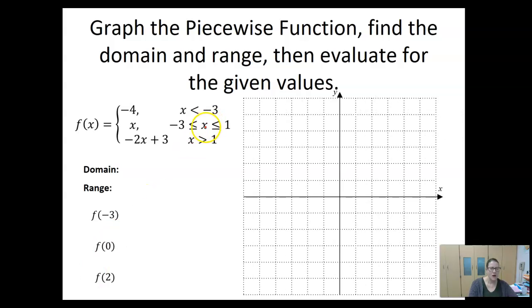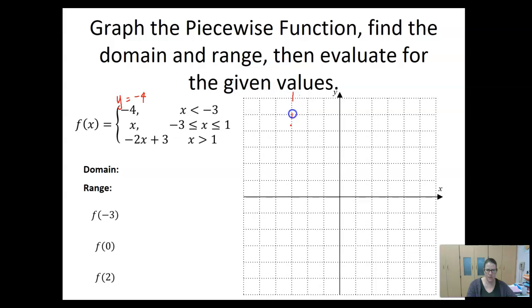There we go. Okay, so the first thing you want to do again is break this x-axis up so that we can see where one function should start and end. So we want y equals -4, right? That's our function when x is less than -3.